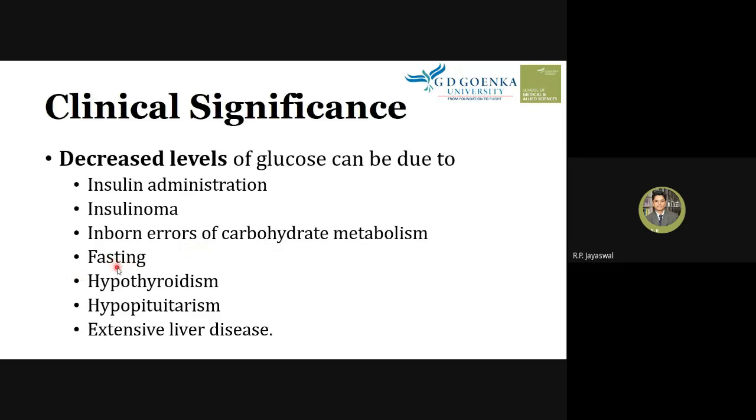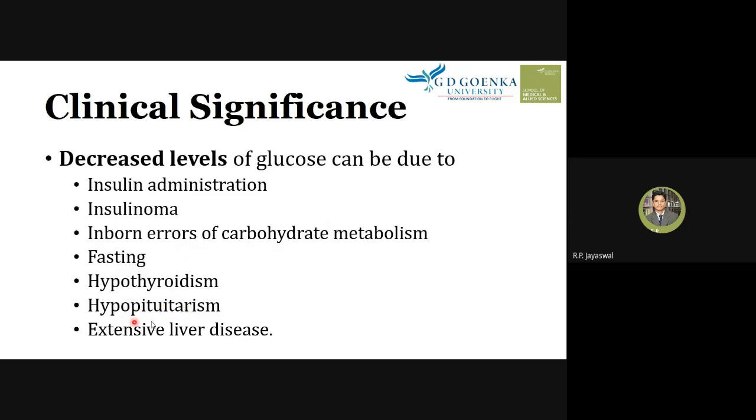And what happens? This prolonged gap between the intake of food usually decreases the glucose level in the blood. Okay, and hypothyroid is where the thyroid gland functions less than normal. Similarly, hypopituitary is where the pituitary gland functions less than it usually does.